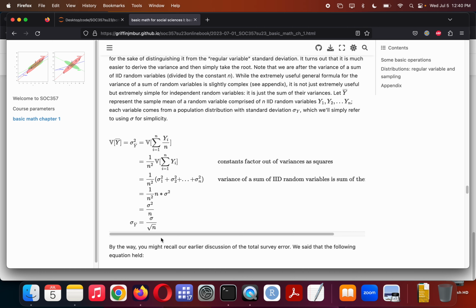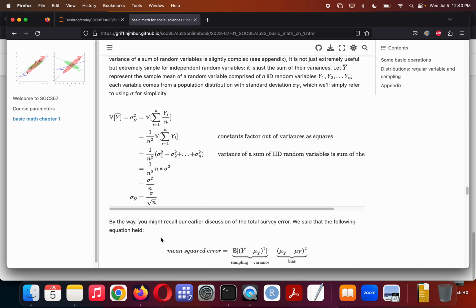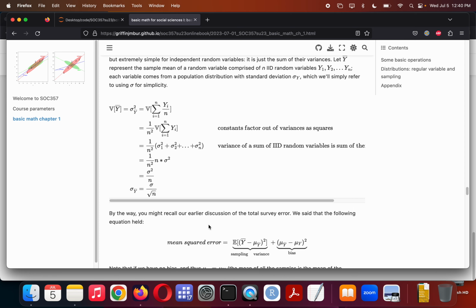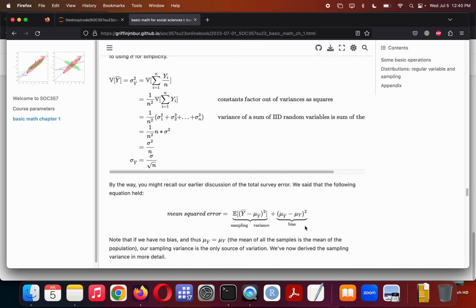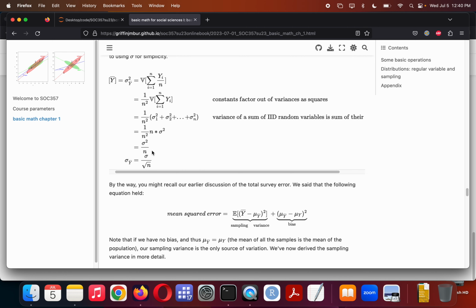By the way, we can connect this to our earlier abstract discussion of total survey error. So we said that the following equation held: that the mean squared error was equal to the sampling variance plus the bias. And if we don't have any bias, as we don't in this particular scenario, when we use a simple random sample and a mean from it to estimate the population mean, there's no bias. So then we just have the sampling variance as the source of error, and this here is the sampling variance for the mean. So we've given the sampling variance in some more detail here.